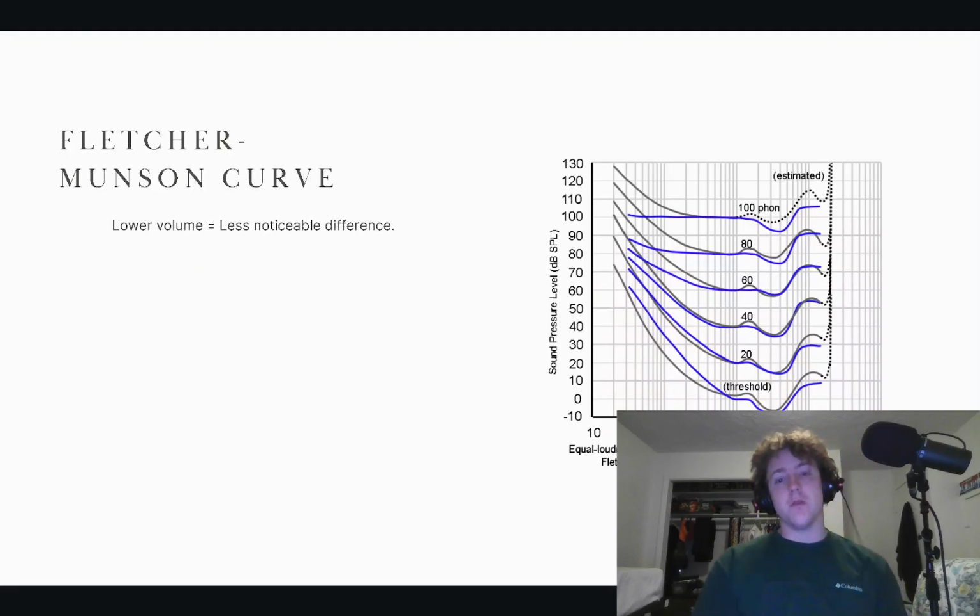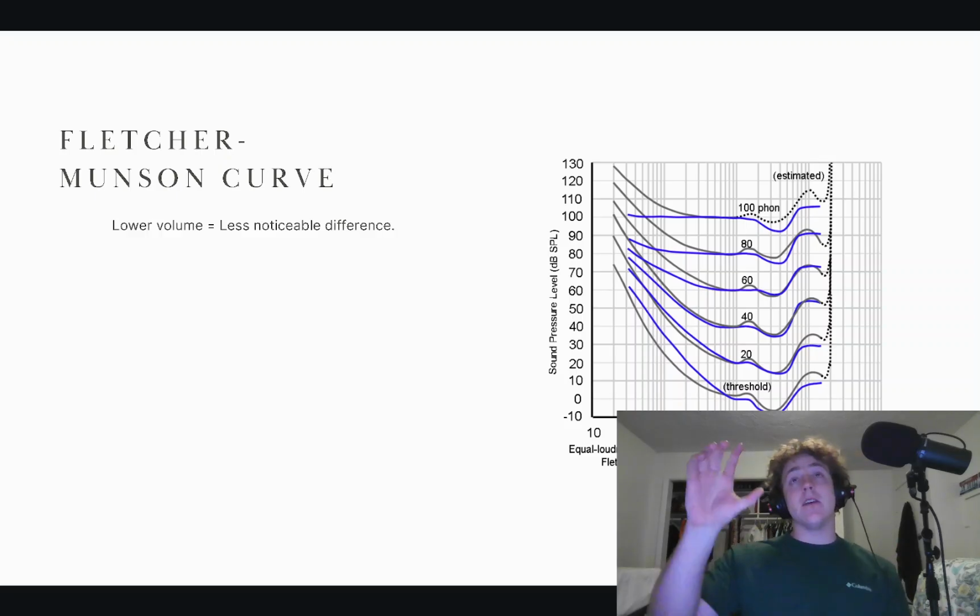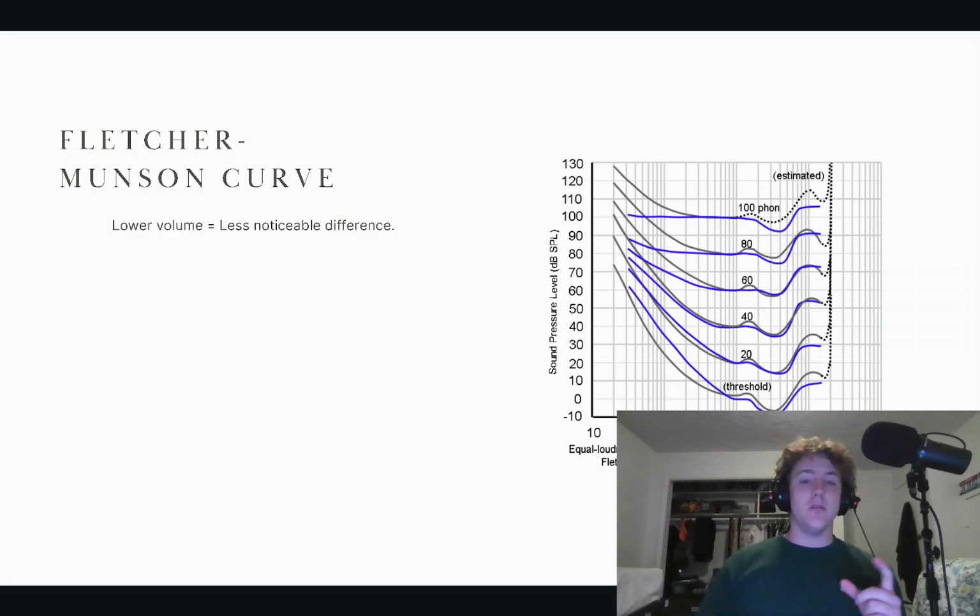So here's the Fletcher-Munson curve. This kind of goes over both of the previous things that I mentioned: that we hear higher pitched sounds louder than we do lower pitched sounds, and that we hear it in a logarithmic way. If you can see here, when we're at the lower levels, it dips. It doesn't go straight down, it curves down.